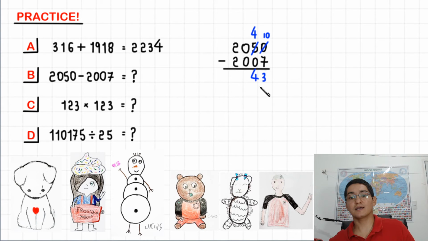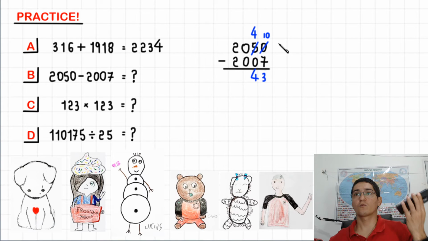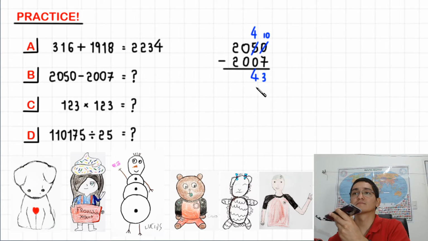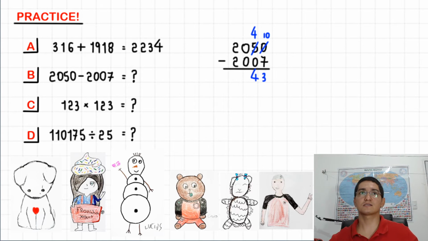And let's check. What is 2050 minus 2007? The answer is 43. We got it. Let's record our result here. First, I will erase this.